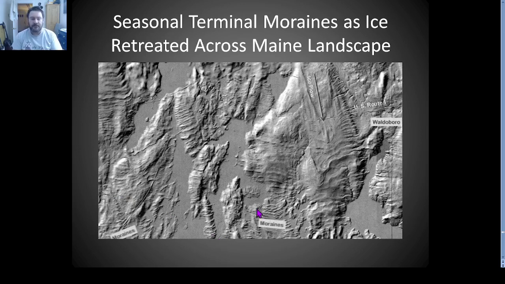Terminal moraines seasonally as ice retreated across Maine. This is kind of cool. Every year, as we know, we have a summer and a winter, and believe it or not, that also applies to when the earth is glaciated: in the winter you'll get more ice advance, in the summer you'll get less. This is a LIDAR map. I love them. They take away all the vegetation and show you the guts.